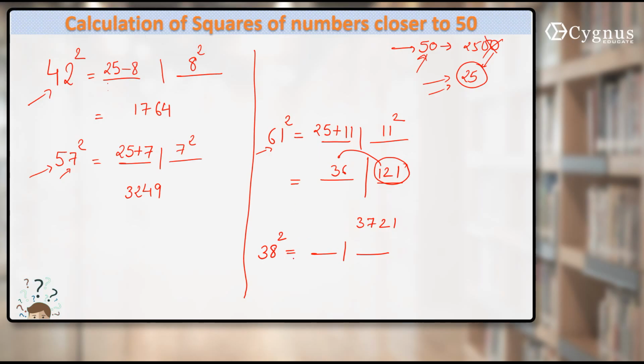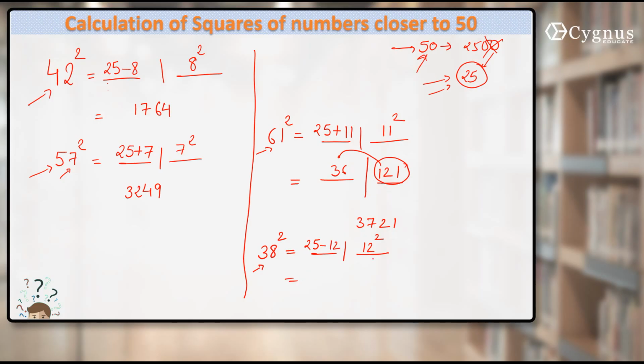Now let's look at the second part. 38 is more than 50 or less than 50? It's less than 50. How much? 12. So second part of the answer becomes 12 square. What about the first part? We'll be writing 25 here. Since your number is less than 50, we'll put a minus sign here. How much less than 50? 12. So we'll subtract 12.